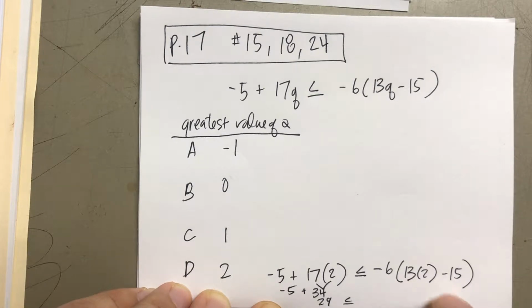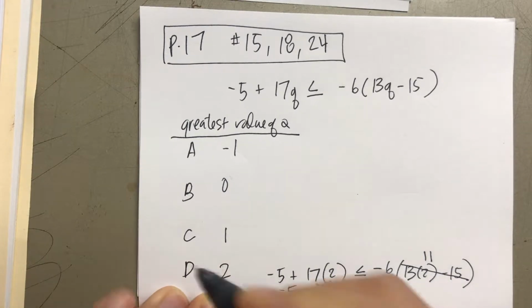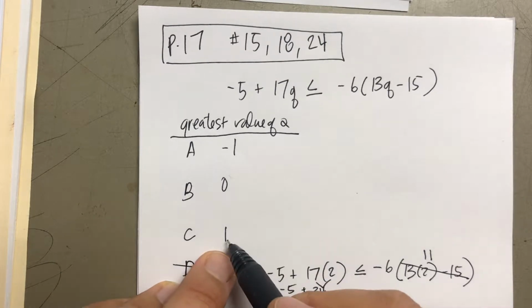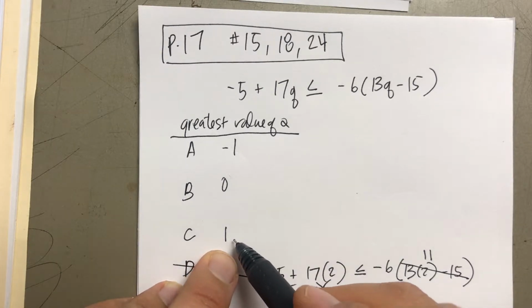Then I'm going to do what's in the parentheses first. So it's going to be 13 times 2 is 26, minus 15, which is 11. So all of this is 11 times -6. So that's going to be -66. That doesn't work out. 29 is not less than -66, so that doesn't work. Let's go to the next biggest number.